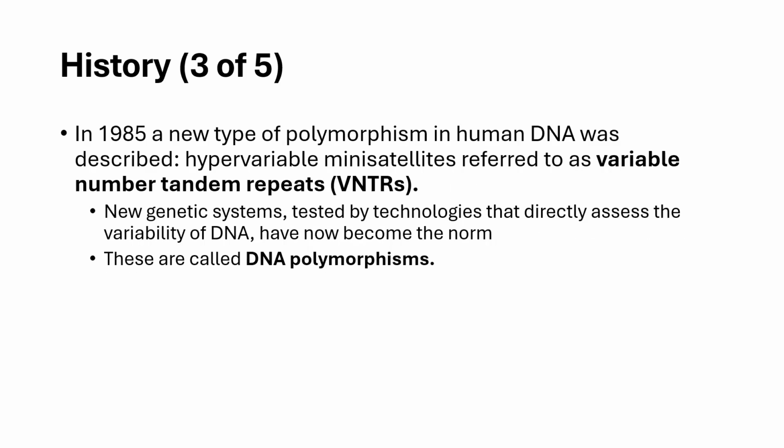Back in 1985, hypervariable mini-satellites called variable number tandem repeats were discovered. New genetic systems now directly assess DNA variability. These DNA-based polymorphisms are the current standard.